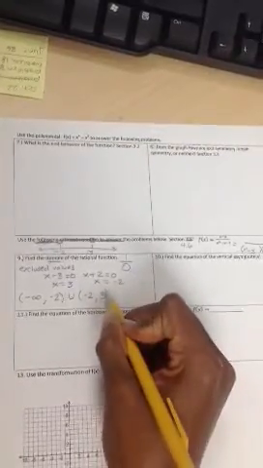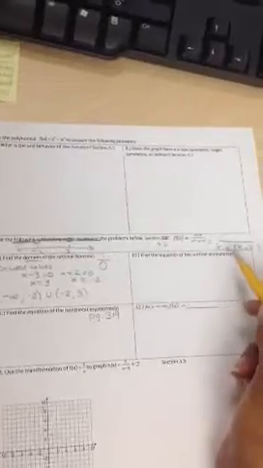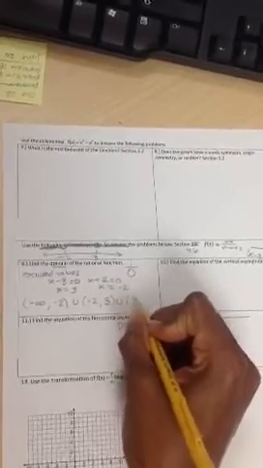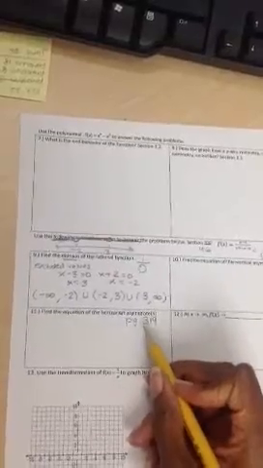So our domain is -∞ to -2, union -2 to +3, and we're using parentheses because once again you cannot use the values of 3 and -2. Those are your excluded values. Those are the values that make your denominator 0, so they are not included in your domain. Union 3 to +∞.